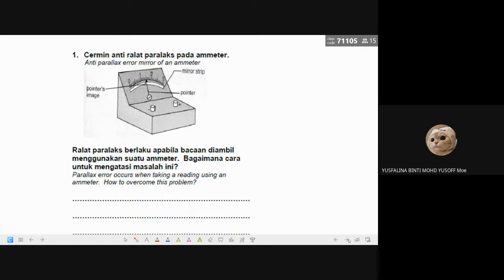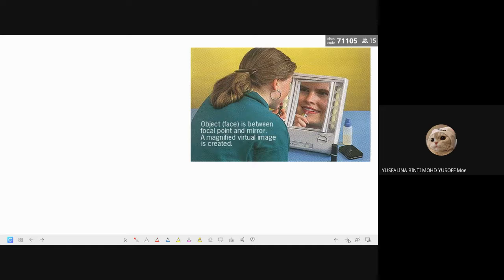Okay, so the next one, this one I already told you. This is the strip of mirror that we put below the reading, below the scale of the emitter. So how to overcome this problem? You have to read when the pointer is overlapped with the image of the pointer. And this is also an application.